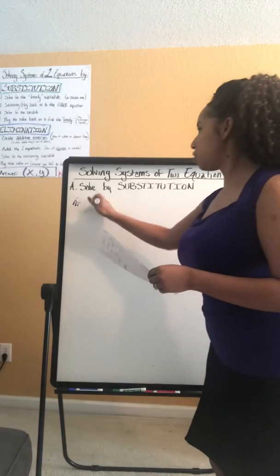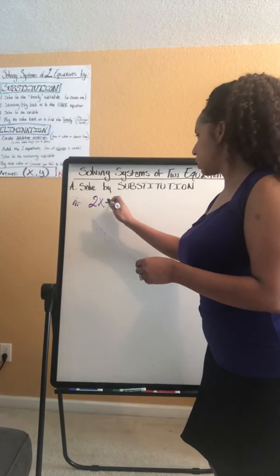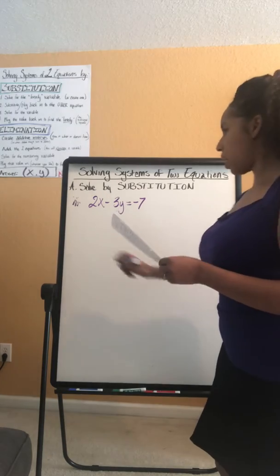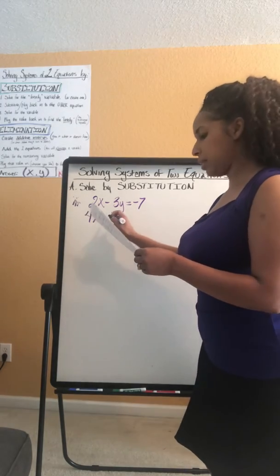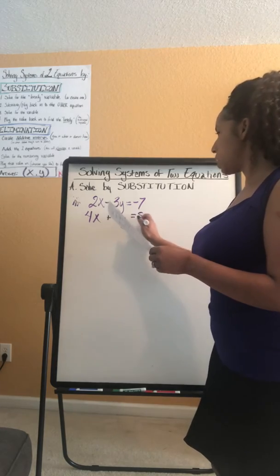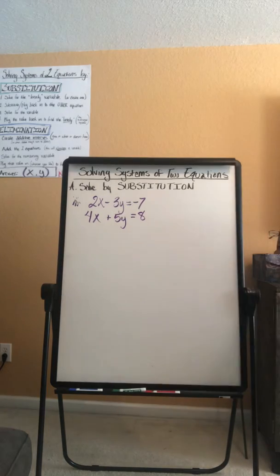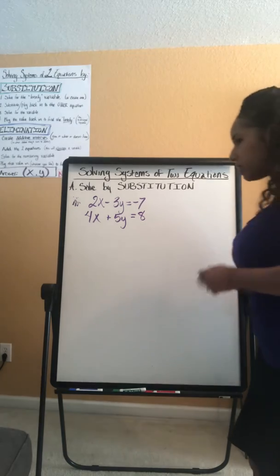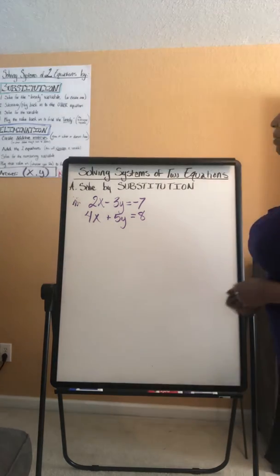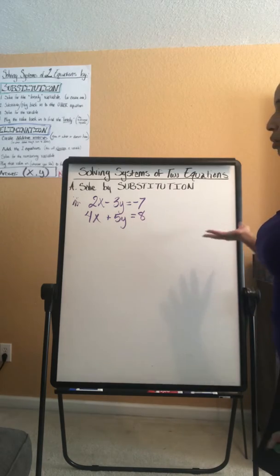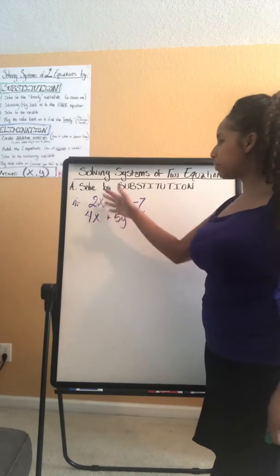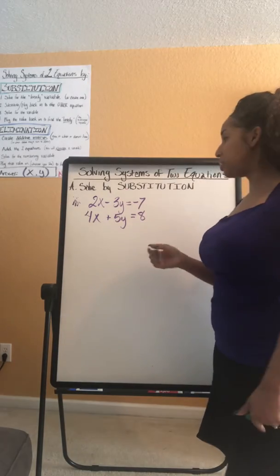A3. 2x minus 3y equals negative 7, and 4x plus 5y equals 8. And I will send you guys the picture of these examples so you can work them through with me. But okay, in A3, I do not have a lonely variable. Nothing is by itself, so I can choose. Whatever you want to do is your world.